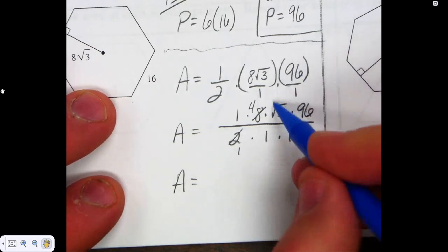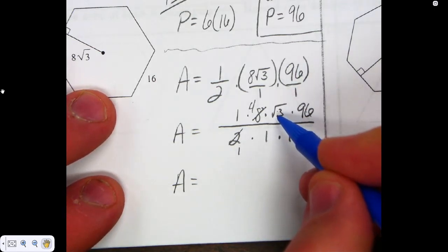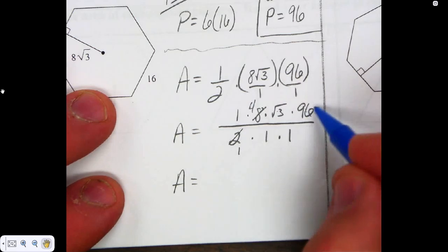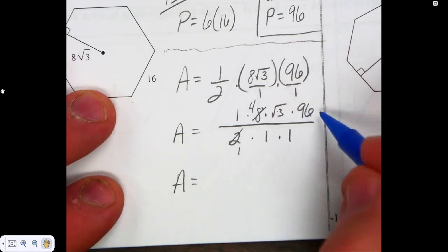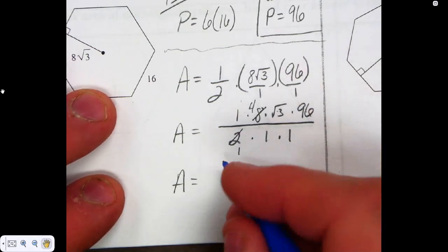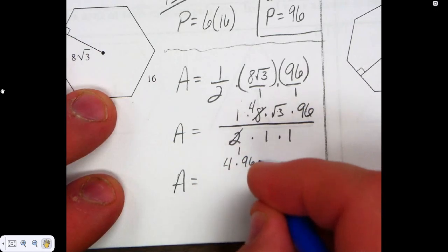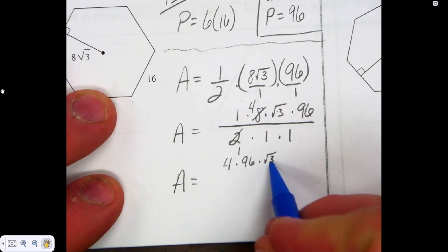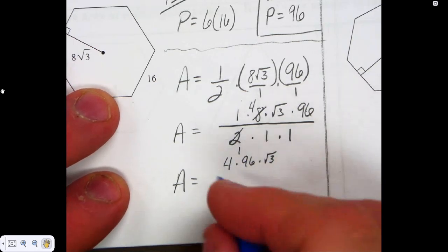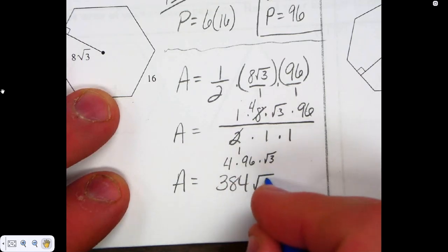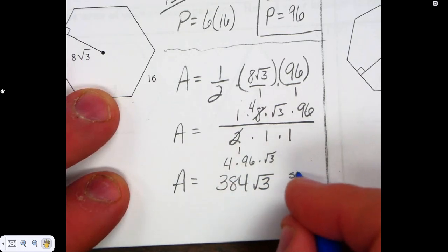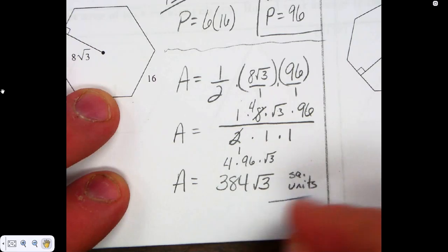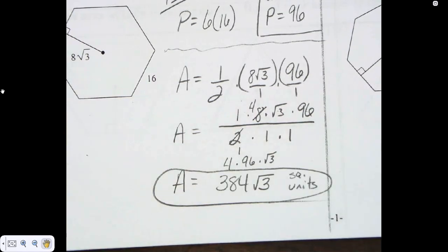This is a non-repeating, non-terminating decimal. I don't do that multiplication part. What's on the outside? 4 and 96. So basically 4 times 96 times square root of 3. I can't multiply these in here unless I change this to a decimal, right? I don't want to do that. I want exact. So what's 4 times 96? 384 square root of 3 square units. That's what you mean by exact or simplest form. You understand that now?